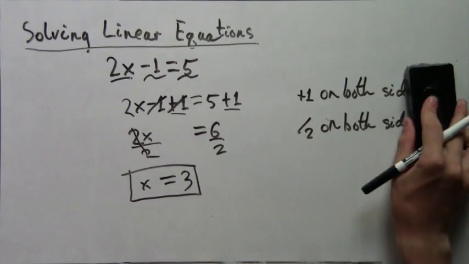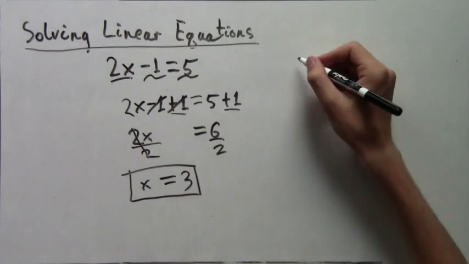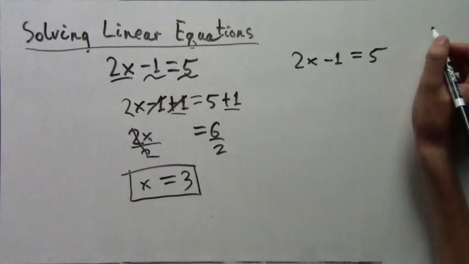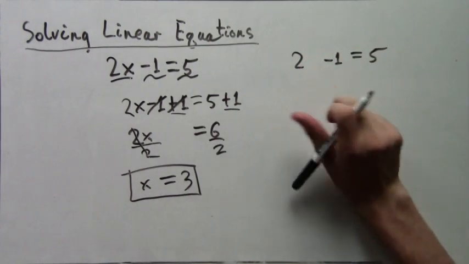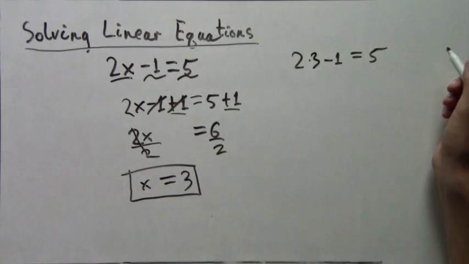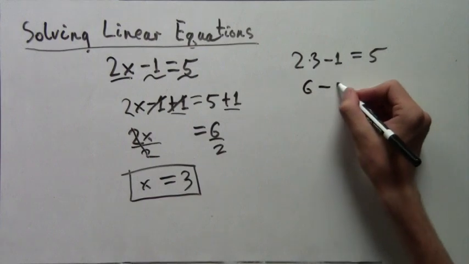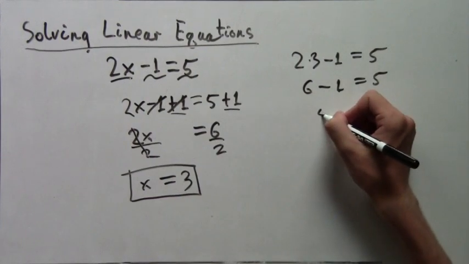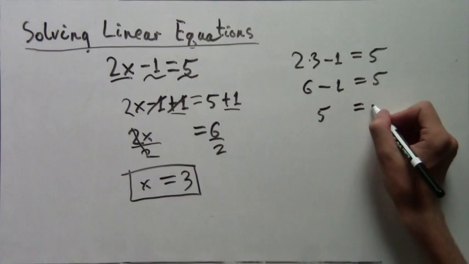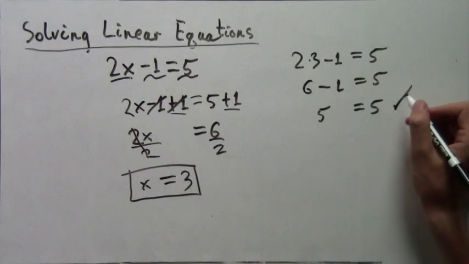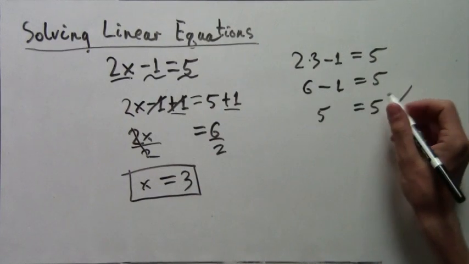Now we can check this answer just to make sure that it's right. We were first given the equation 2x minus 1 equals 5. What if we plug in x equals 3? So I've erased x, and we're putting 3 in instead. So this is the same as 6 minus 1 equals 5, which is the same as 5 equals 5. Well, of course that's true. So we know that x equals 3 must be the right solution.